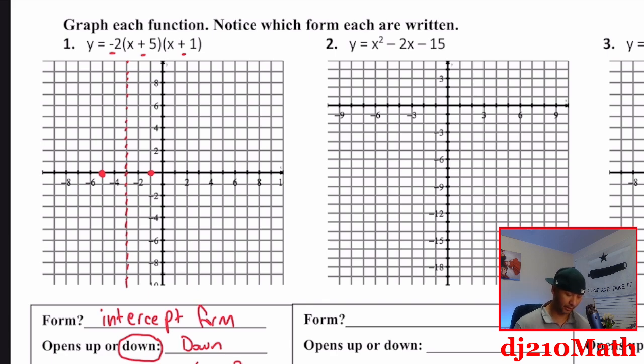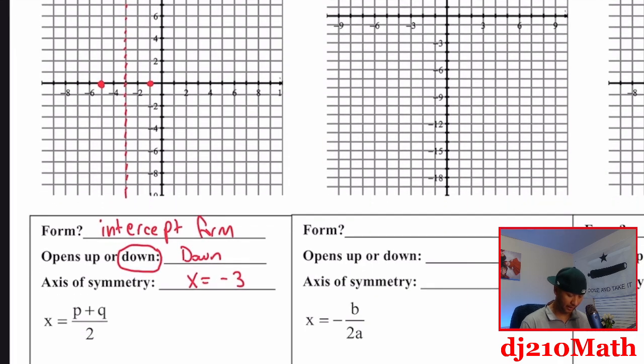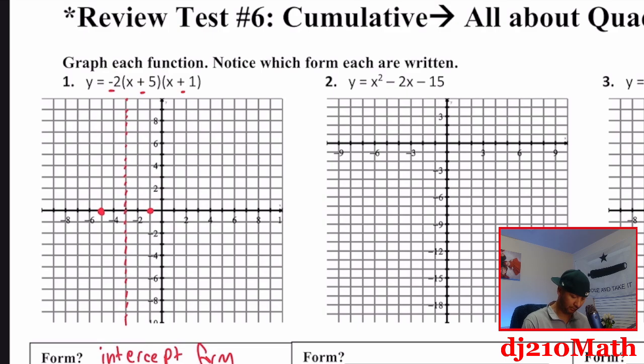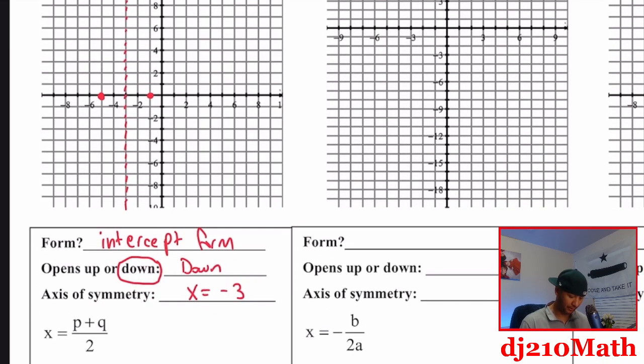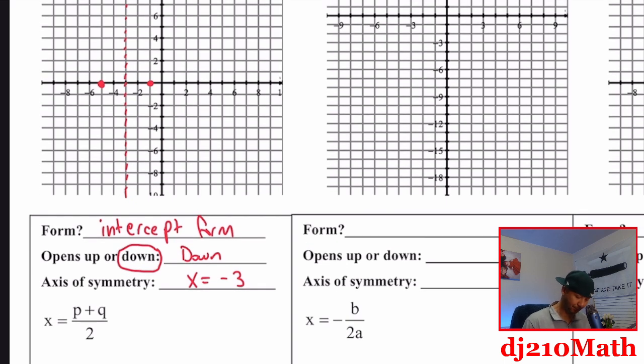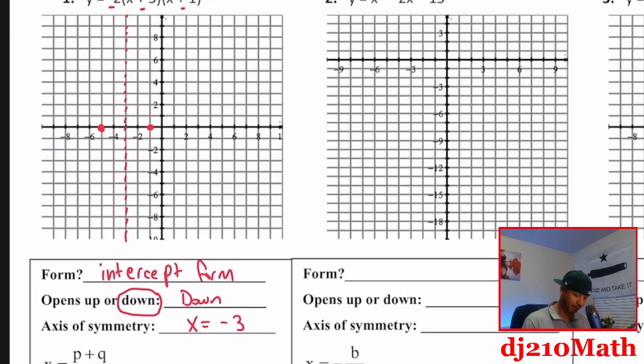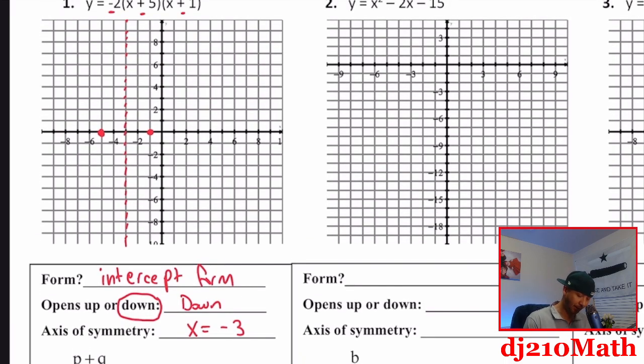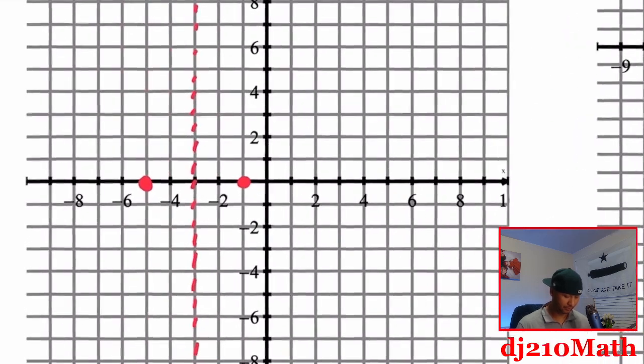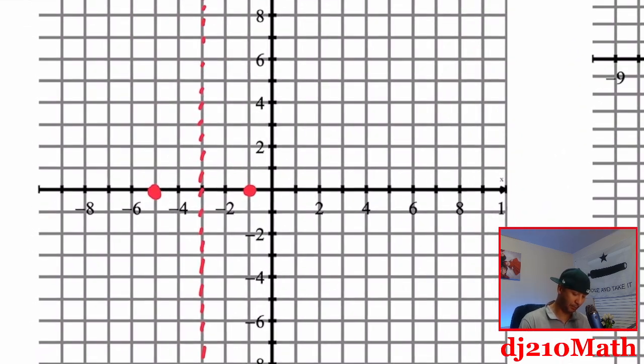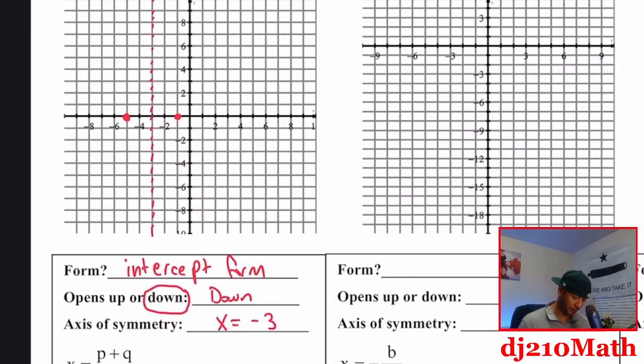So now we have to figure out where on that dotted line is the vertex. Okay, so this p plus q business, that's just the x-intercepts, right? It's midway. We've actually already figured it out, right? It's x equals -3. Visually, you can see that the axis of symmetry has to be in the middle. That's what this p plus q business is.